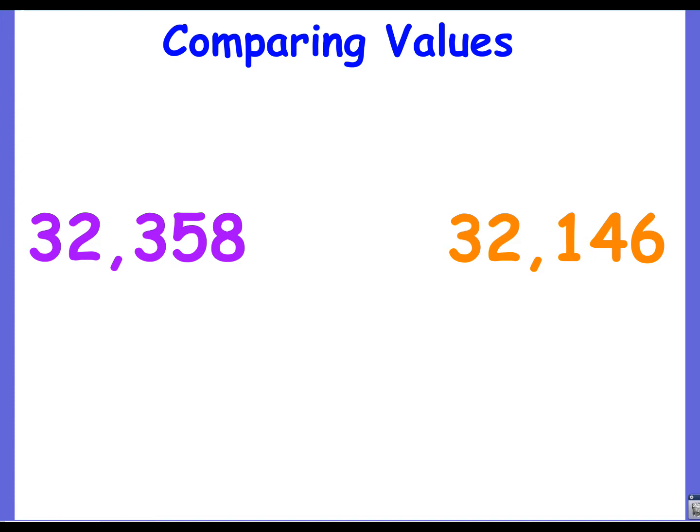Now, when you have larger values to compare, you need to start with the largest units. So start on the left of each number and compare them. So they're both 30,000 and they've both got the 2. So they've both got a 2,000. Now this number here has a 300 while this number has a 100. So the number on the left is larger than the number on the right. And in mathematics, we have a symbol that represents larger than or greater than. And we use this right pointing arrow. So 32,358 is greater than 32,146.